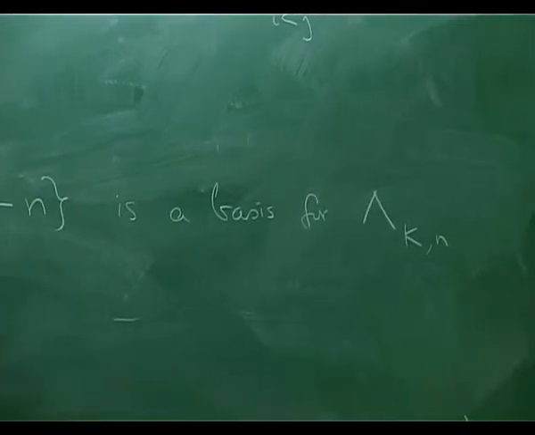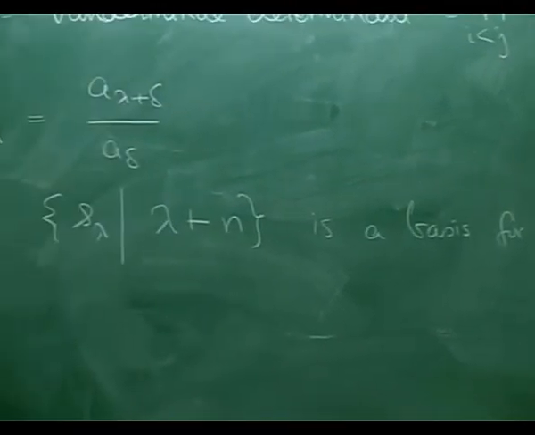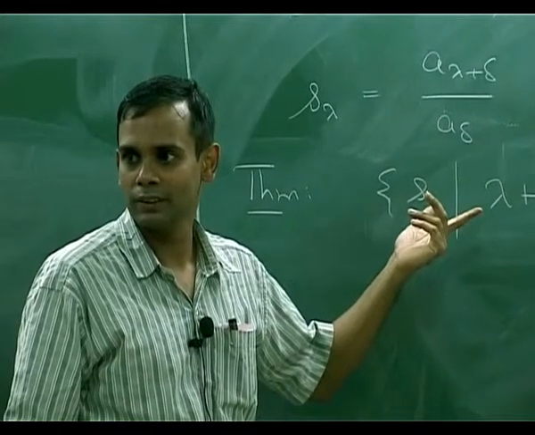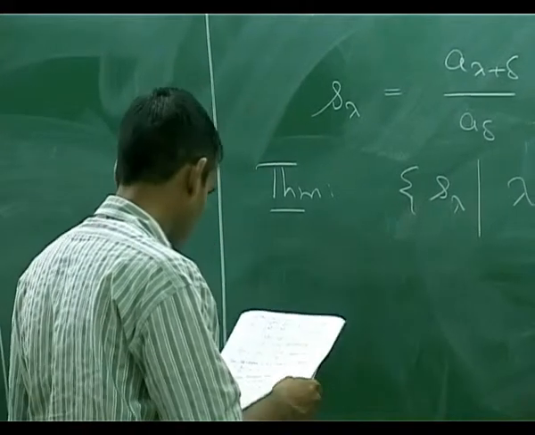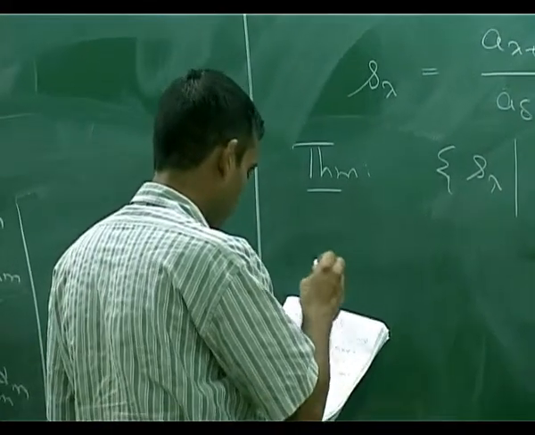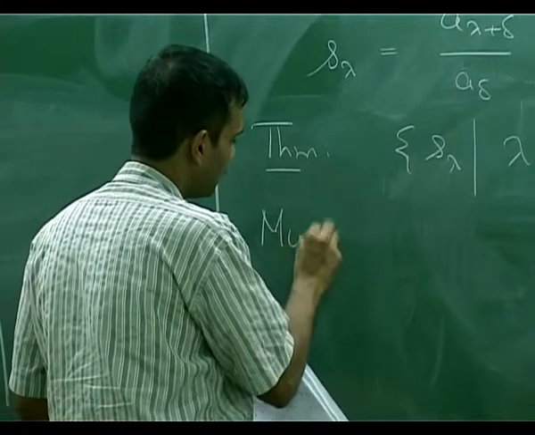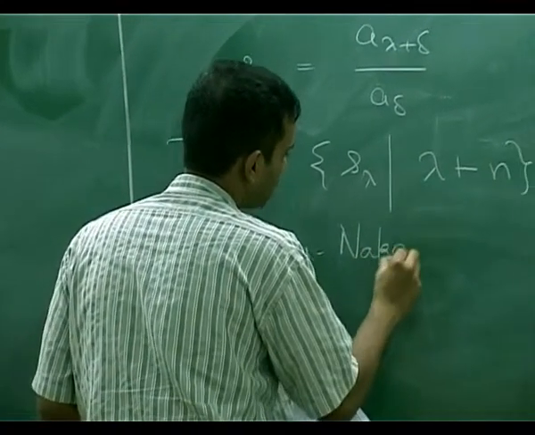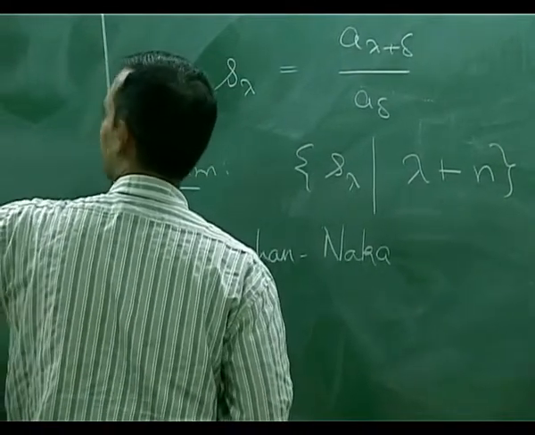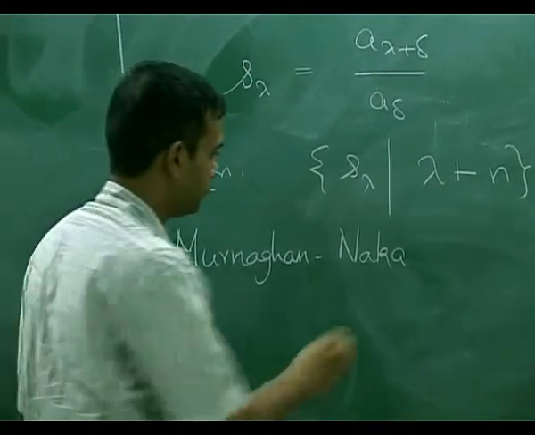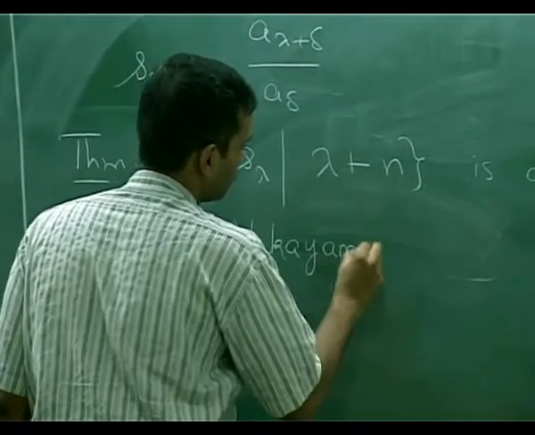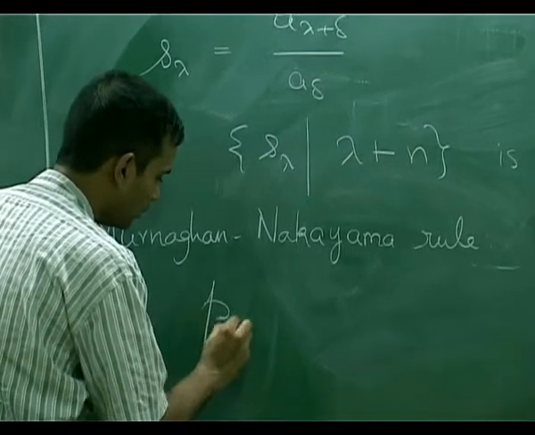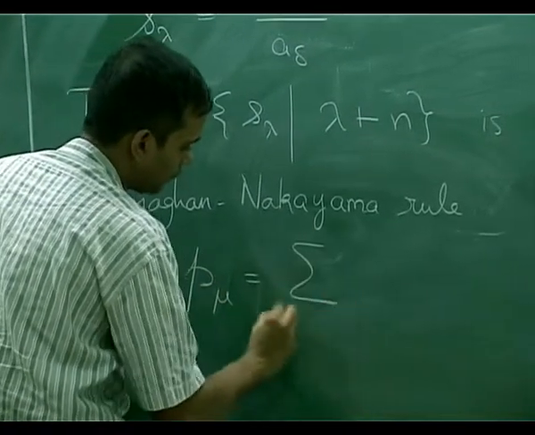Okay, so you can take any symmetric function of degree n and expand it in terms of Schur functions. And a very important example of this is the Murnaghan-Nakayama rule, which says how to expand example 1 in terms of example 2. It says that P mu is a sum over all partitions.